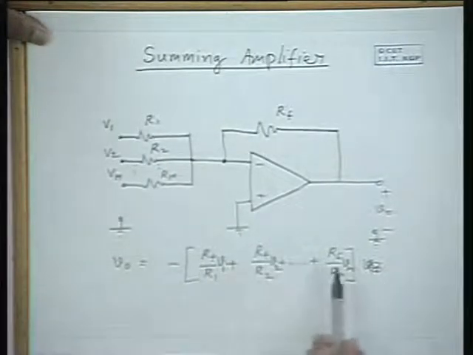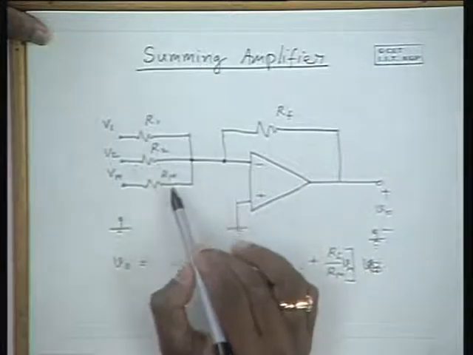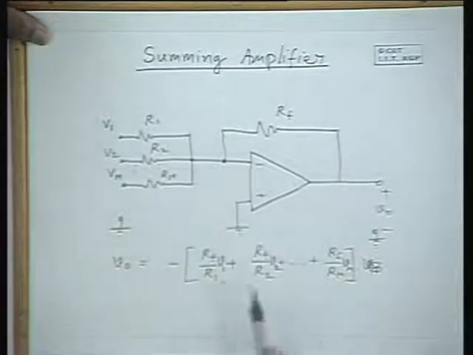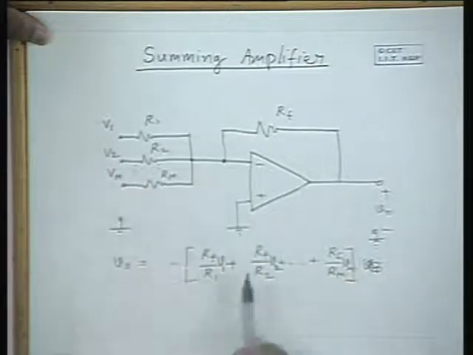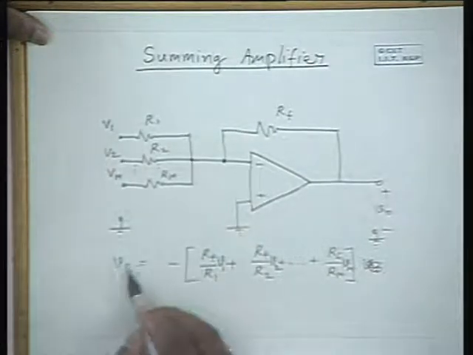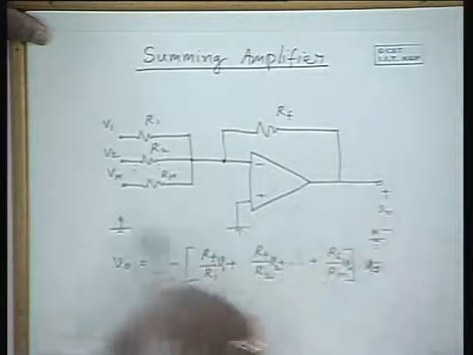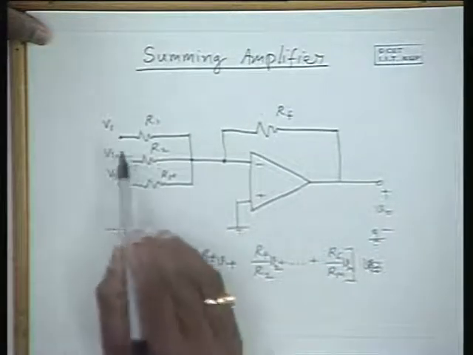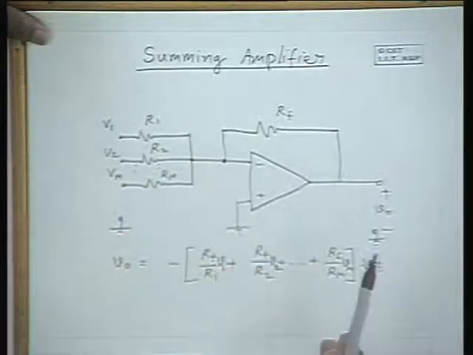different scaling factors. And if we want the scaling factors to be 1, that means RF equal to R1 equal to R2 equal to etc., equal to Rm, then this is an absolute sum of V1 to Vm, with a negative gain, of course, is the output voltage. So the output voltage is the sum of all these input voltages with different scaling factors and a negative sign.